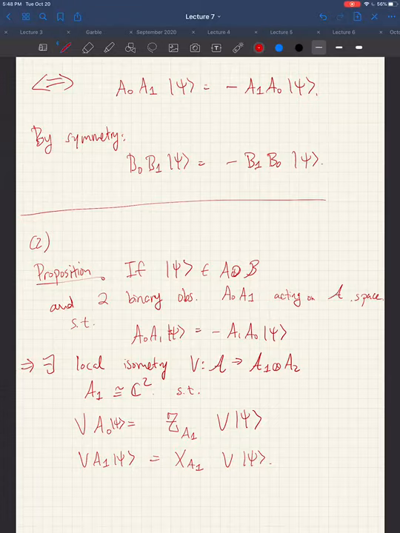Basically, whenever you see anti-commuting operators, morally speaking, you've located a qubit. You can perform some basis change under which those two anti-commuting operators look like the Z and X operators acting on a two-dimensional space. So this is just a linear algebraic fact.